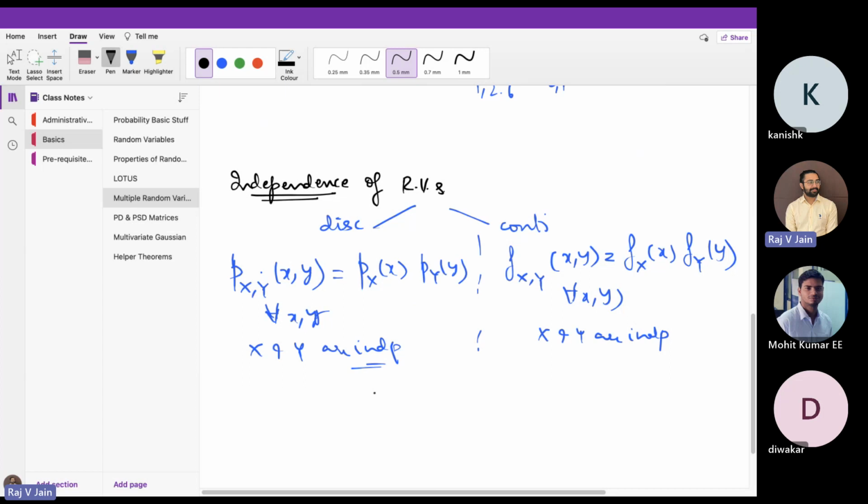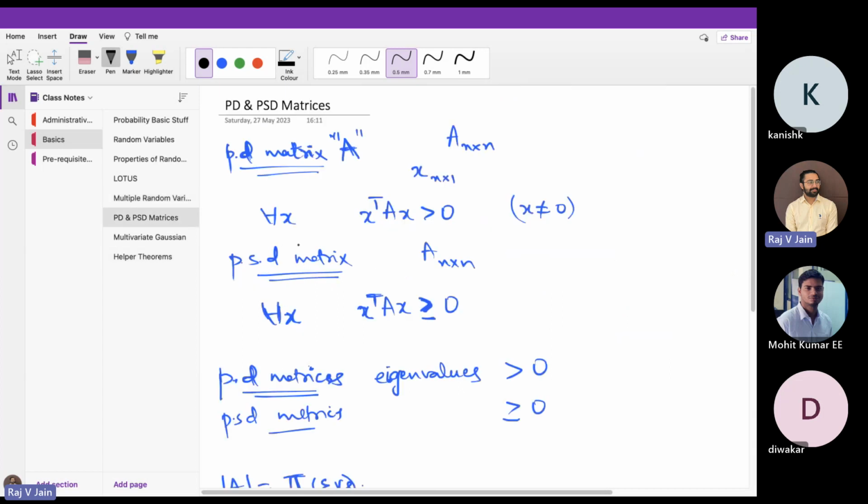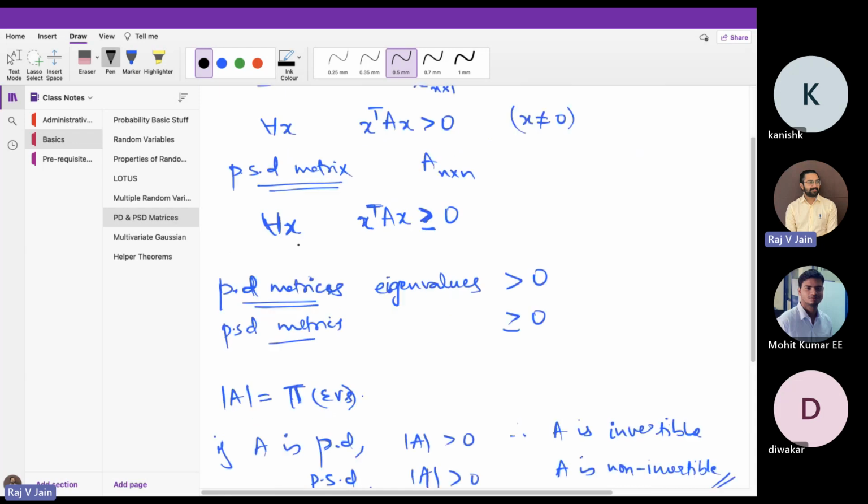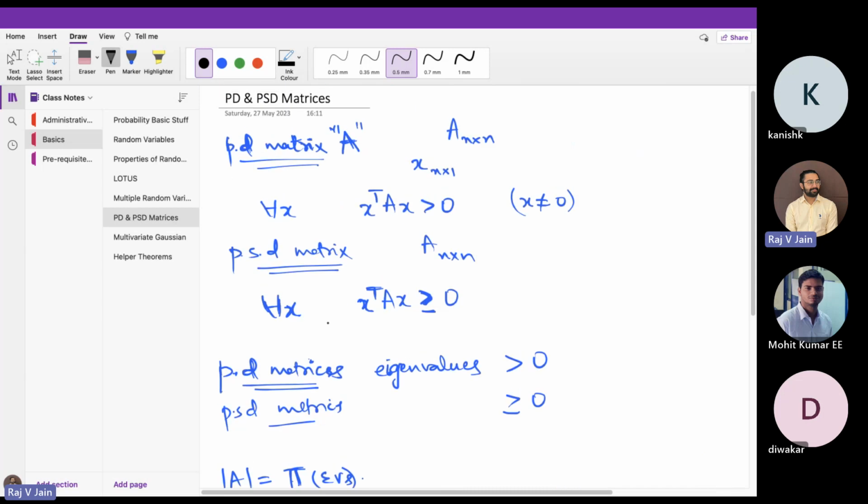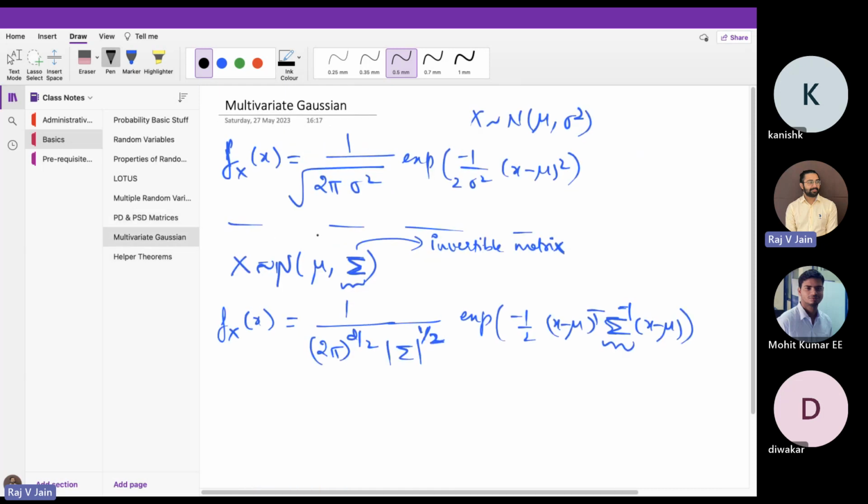What we had seen before was independence of events, and how that transforms to the idea of independence of random variables. And then we touched upon the idea of what a PD and a PSD matrix is, the idea being that we will use PD and PSD matrices in constructing an invertible variance-covariance matrix. And why was that required? It is because of multivariate Gaussians, where if I have a random vector, let's say x, which is distributed as a Gaussian random variable with mean vector mu and variance-covariance matrix capital Sigma.